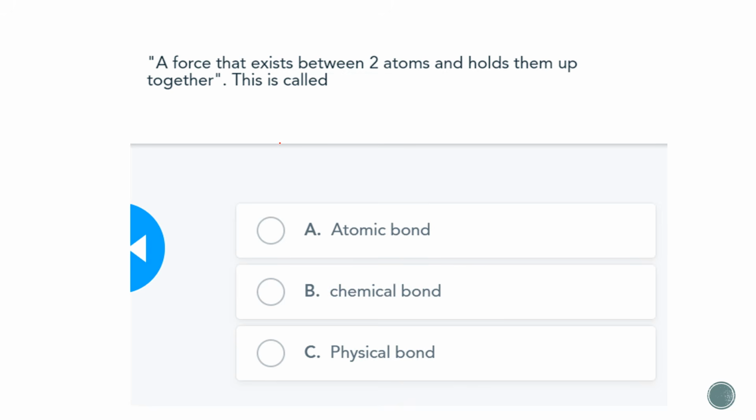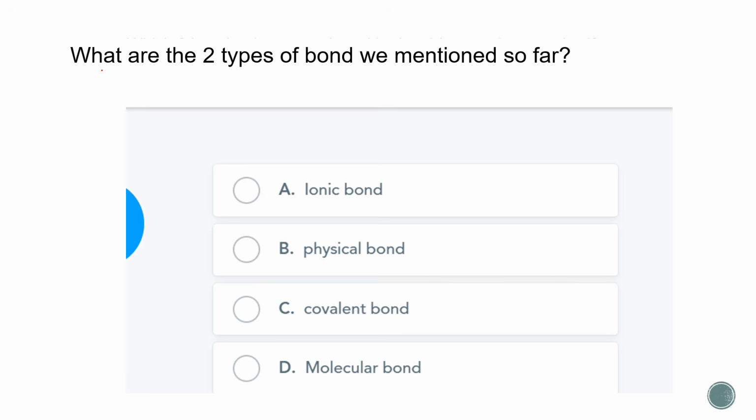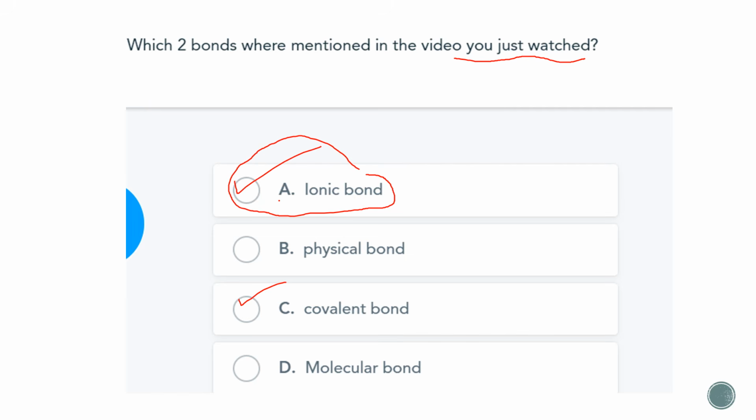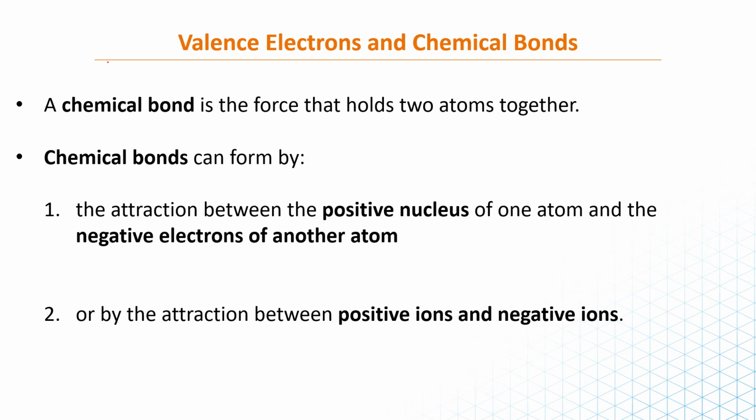So try to test yourself, guys, and try to answer the question. A force that exists between two atoms and holds them together, we call it chemical bond. أول كلمة في keywords. What are the two types of bonds we mentioned so far? We mentioned two in the previous slides. Ionic and covalent bond. So again, this is the explanation or definition of a chemical bond. It's the force that holds two atoms together.